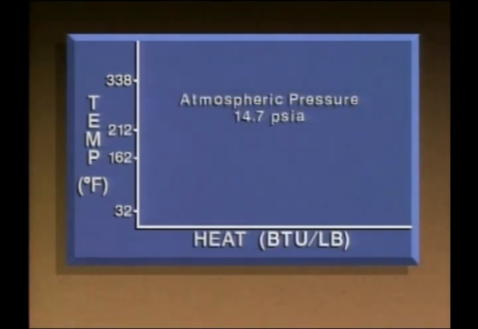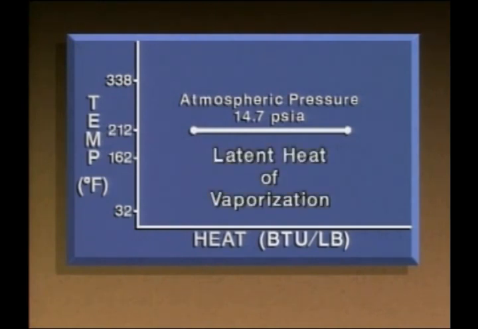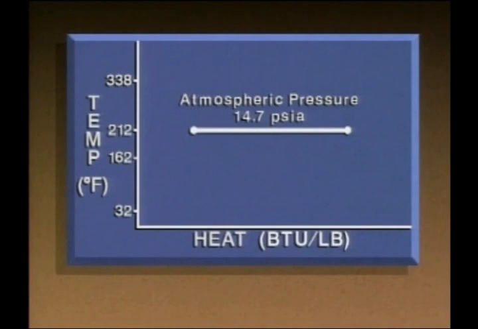Atmospheric pressure is 14.7 psia. At atmospheric pressure, water starts boiling at 212 degrees Fahrenheit. On our graph, this is the point at which water first starts boiling at atmospheric pressure. And this is the point at which all the water is boiled into steam. This line represents the amount of heat required to boil all the water. So this line represents the latent heat of vaporization. For 1 pound of water at atmospheric pressure, it takes about 970 BTUs of heat to boil all the water into steam. Now let's take an example in which the pressure is less than atmospheric.